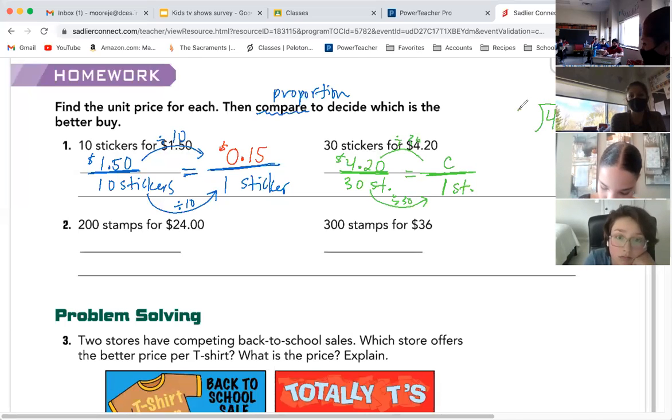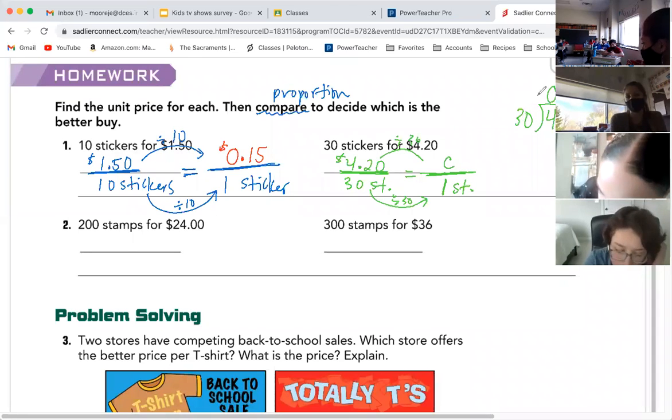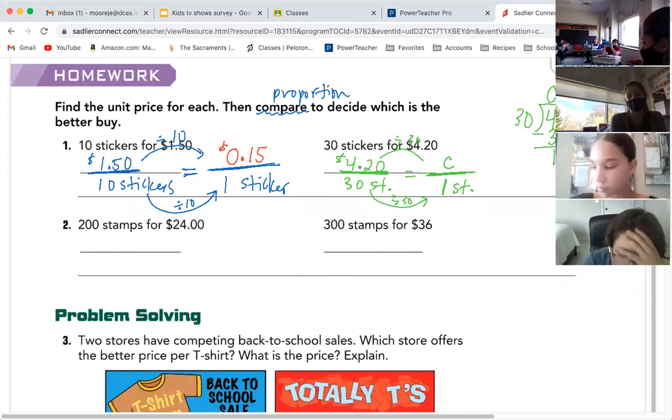$4.20 divided by 30. How many times does 30 go into 4? It doesn't. Pull up that decimal point. How many times does 30 go into 42? Once. This drops down to a 0. How many times does 30 go into 120? 4. All right, so we're all set with that.